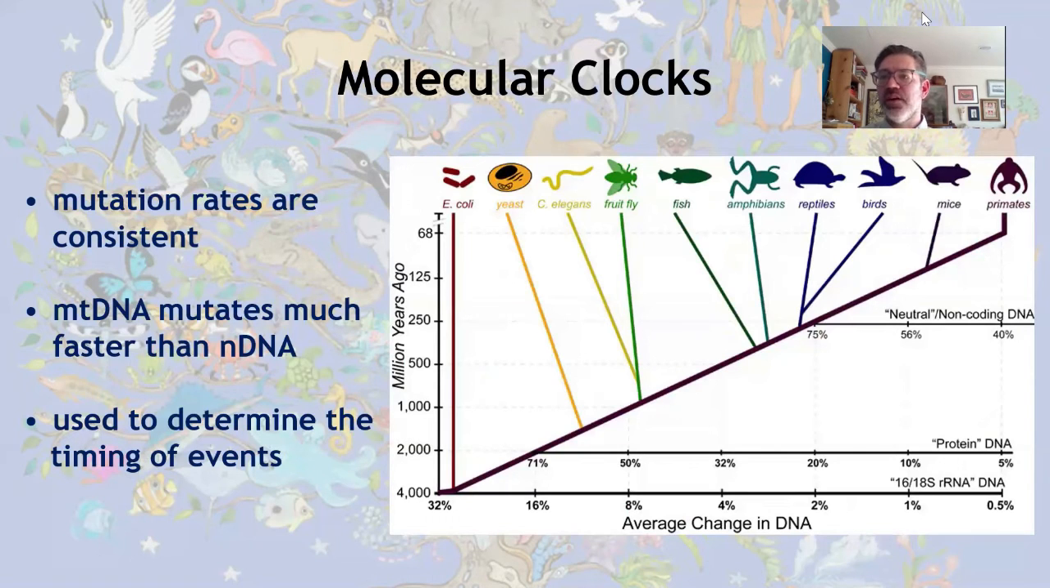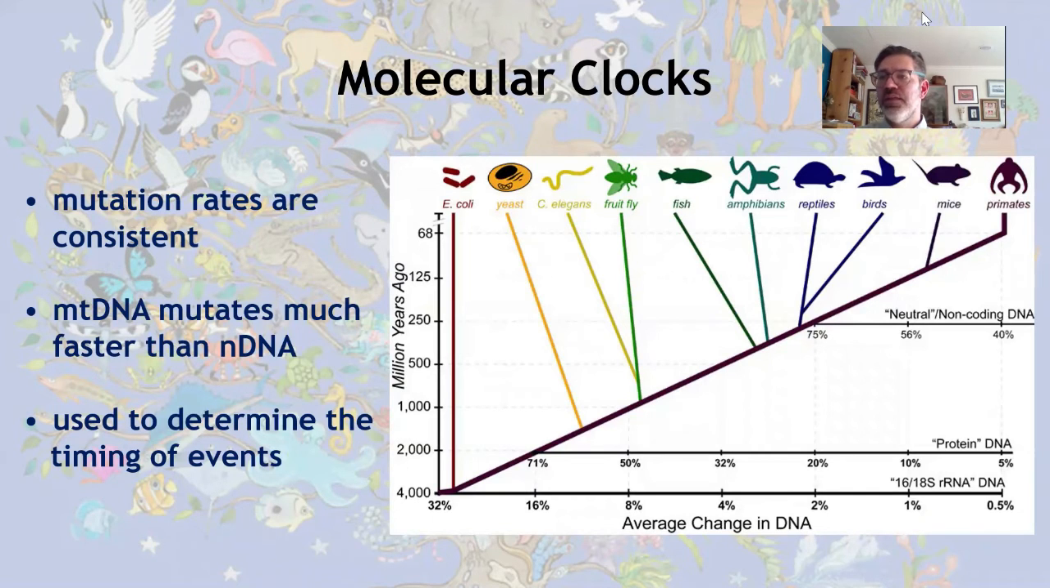Because mutation rates are consistent within a clade, we can use the number of changes in DNA as a measure of time. This is called molecular clock theory. And because we have different types of DNA that evolve at different rates, we have multiple lines of evidence to support the hypothetical timing of events.